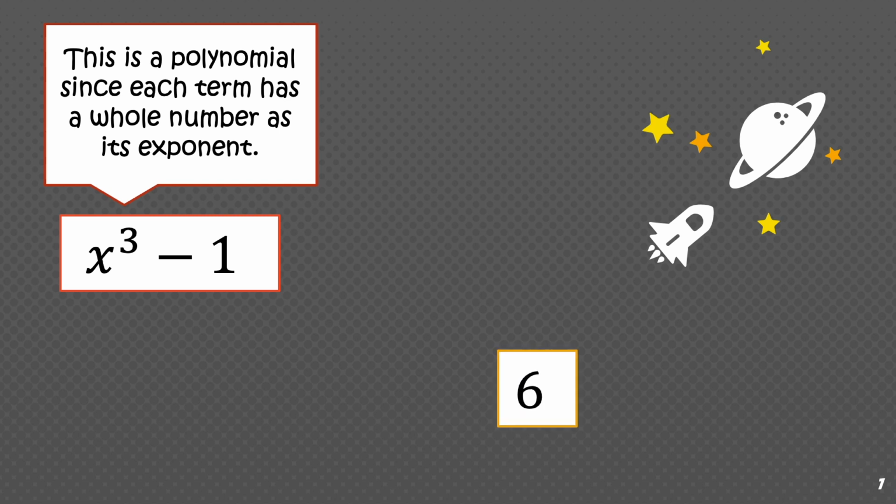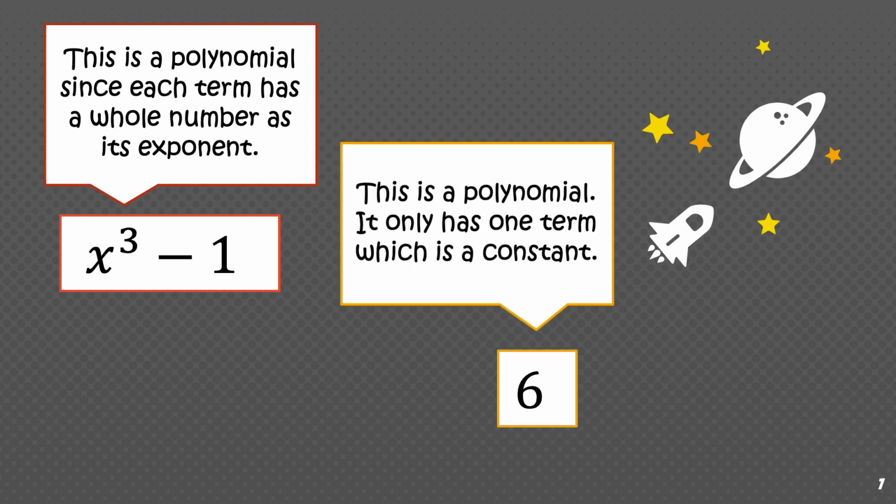Let's have 6. 6 can be written as 6 multiplied by any variable raised to 0. Since the exponent of that variable is 0, which is also a whole number, therefore, this is a polynomial.